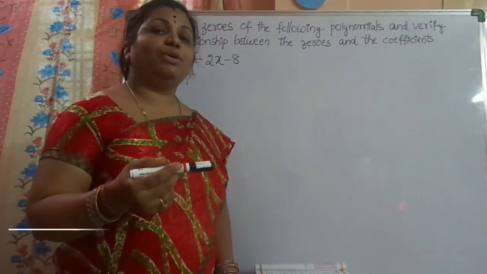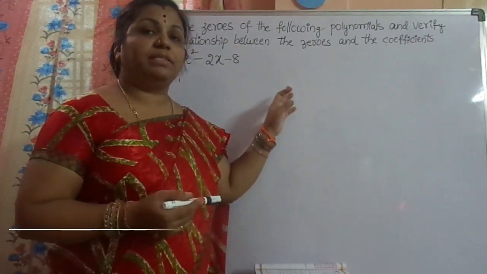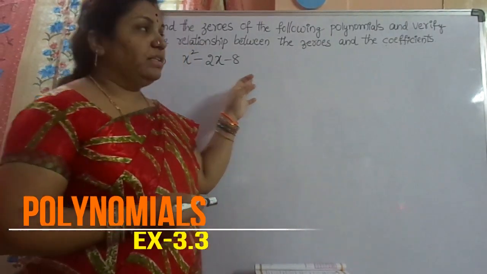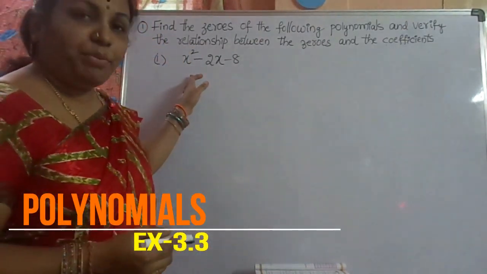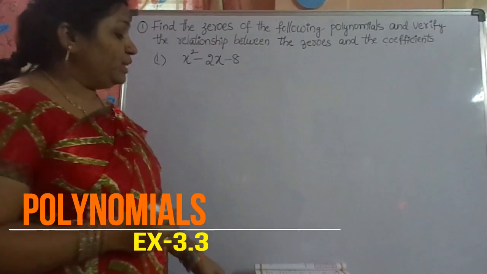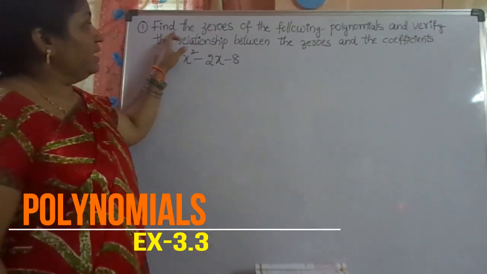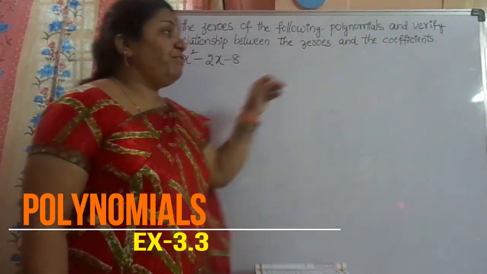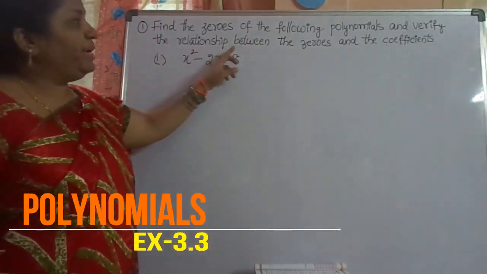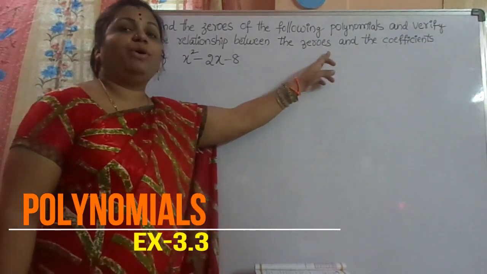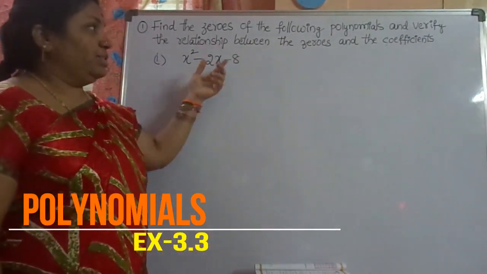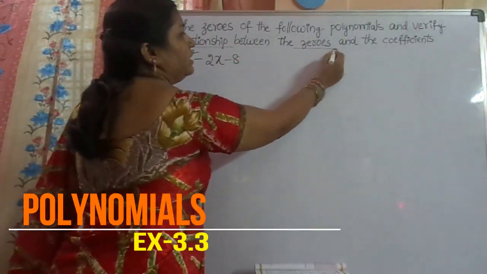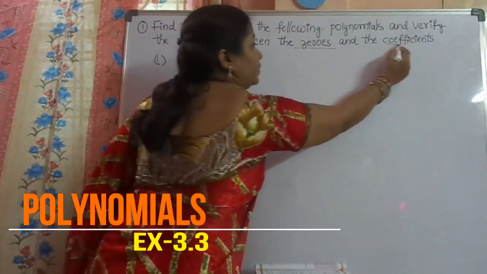We are going to see the solutions of the polynomials for exercise 3.3. See the first problem in the 3.3 exercise. The first bit is given like this: find the zeros of the following polynomials and verify the relationship between the zeros and the coefficients. See that question carefully. What we have to find is the relationship between the zeros and the coefficients.